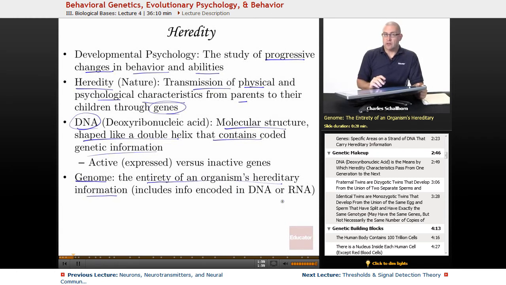So when we're looking at the genome, one of the things that they've been working on is mapping the entire human genome. What does every gene say? What does every protein say in that particular set of DNA that we as humans have?